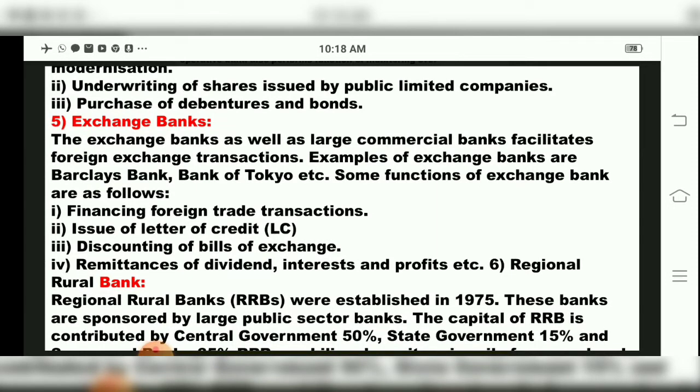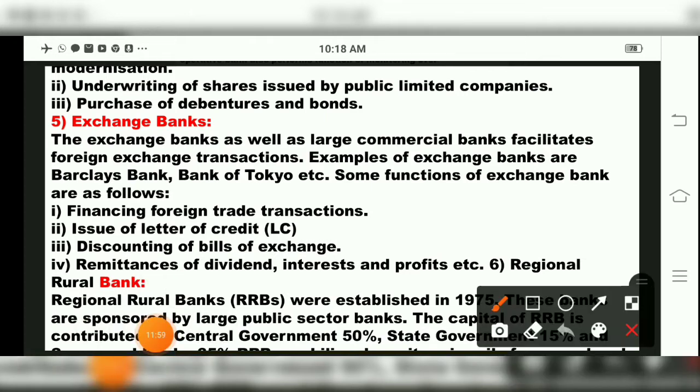As well as the capital of these RRBs, the Regional Rural Banks, is contributed by whom? Central government. There is a 50% contribution of the central government in the RRBs in 1975. See, for Regional Rural Banks, the established year, if you can see, children, is 1975. Then who sponsors these banks? These banks are sponsored by large public sector banks, children. Over here, if you can see.